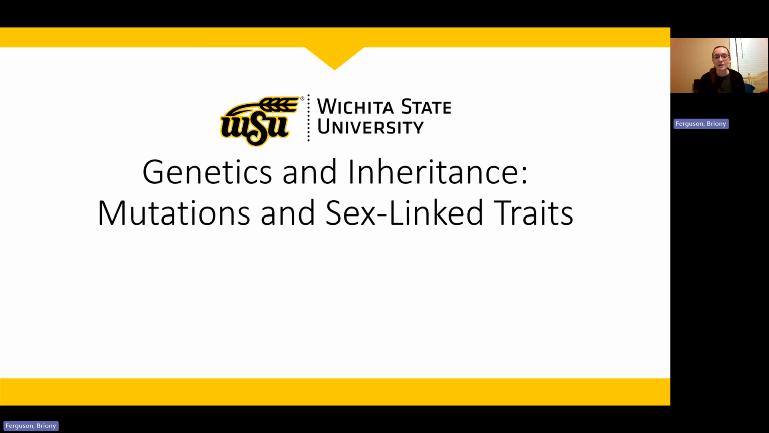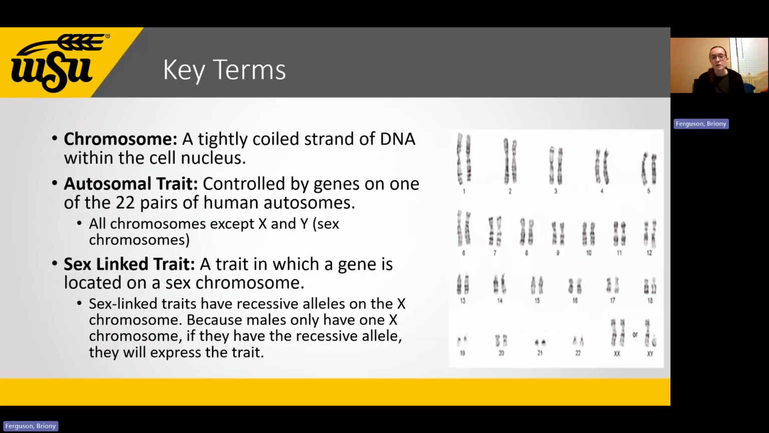Today we're going to be talking again about genetics and inheritance, but more specifically about mutations and sex-linked traits. So some key terms that you need to know. A chromosome is just a tightly coiled strand of DNA within the cell nucleus that codes for what makes every one individual. Within chromosomes, you can have autosomes, which are going to be your 22 pairs of chromosomes aside from your sex chromosomes or your X and Y chromosomes.